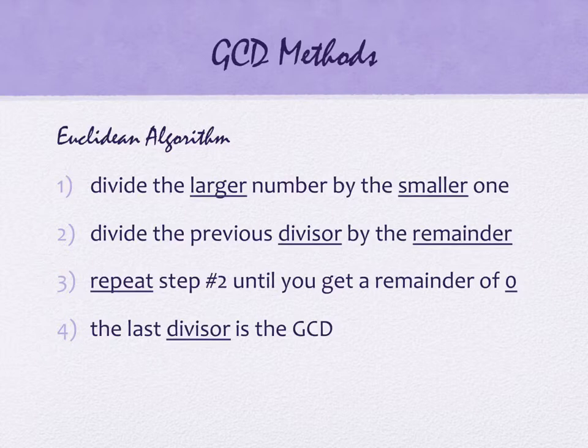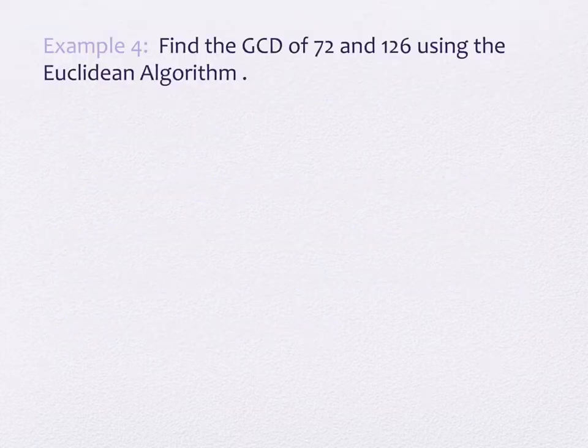Okay, so this is kind of like when we did divisibility by 11. It's really weird to write down. The steps sound really awkward, but doing it's really not hard. Okay? So, are you ready to give it a try? So I chose 72 and 126, and we're going to divide the bigger number by the smaller number.